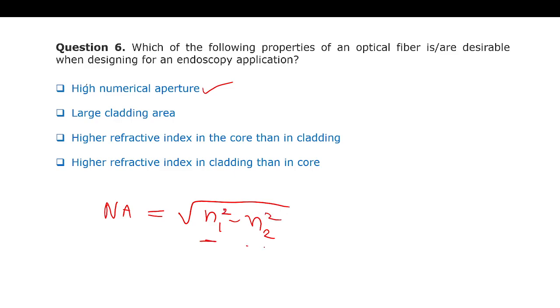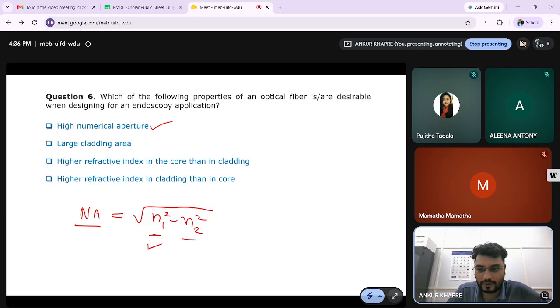So obviously it should be higher refractive index. Then only the numerical aperture will be positive, and numerical aperture can't be negative. So this is the correct answer. These two. Okay.